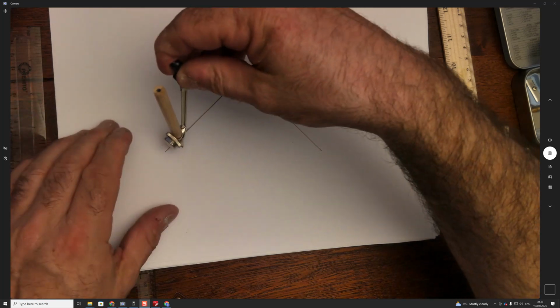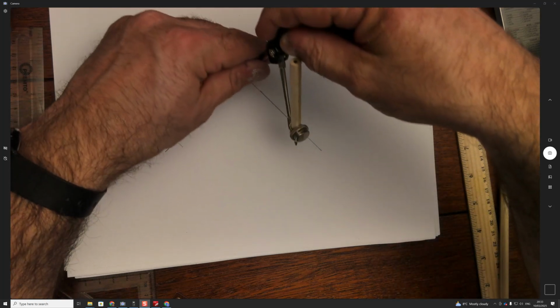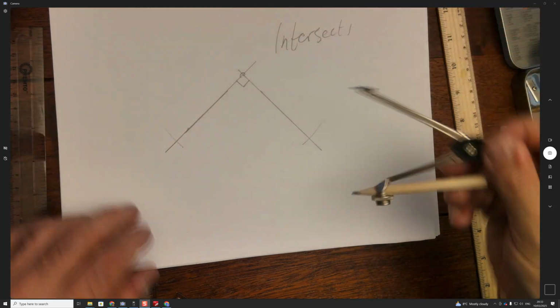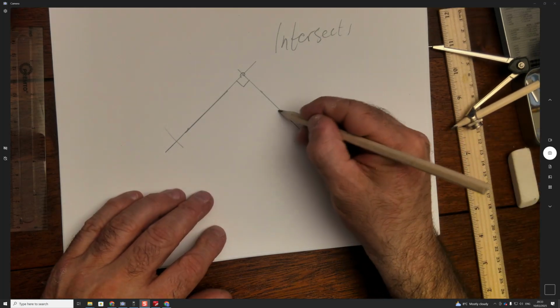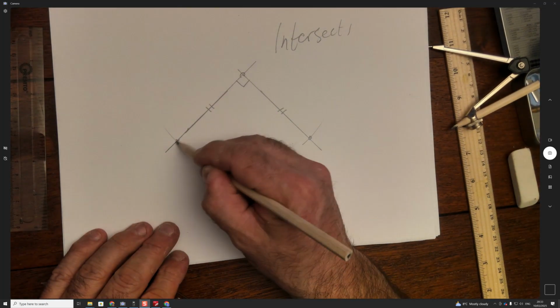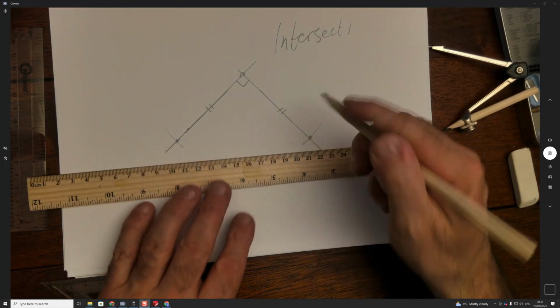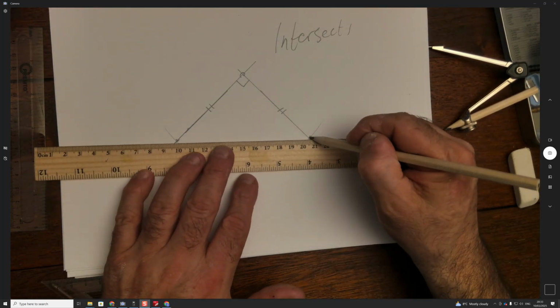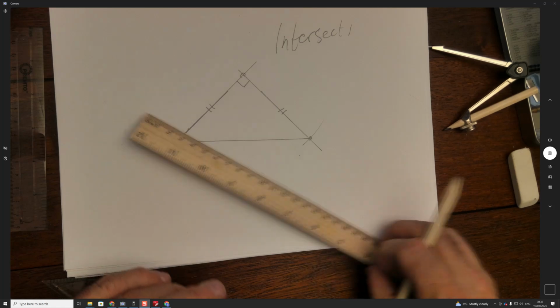Okay, and we'll mark 2 lengths that are equal in length. So that equals that. And we take our intersection points and draw them across. So it's the same result as the last time, only I've gone about it in a different way. I didn't start with my working line.